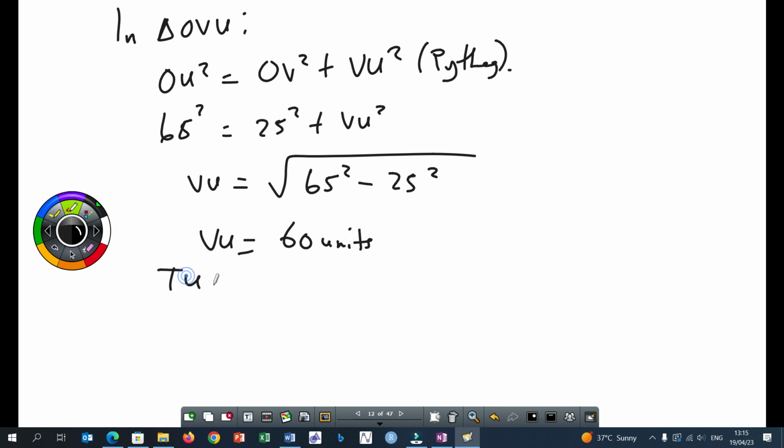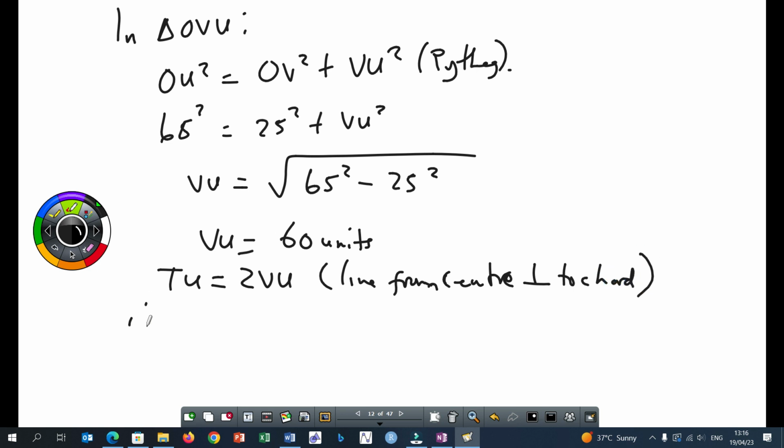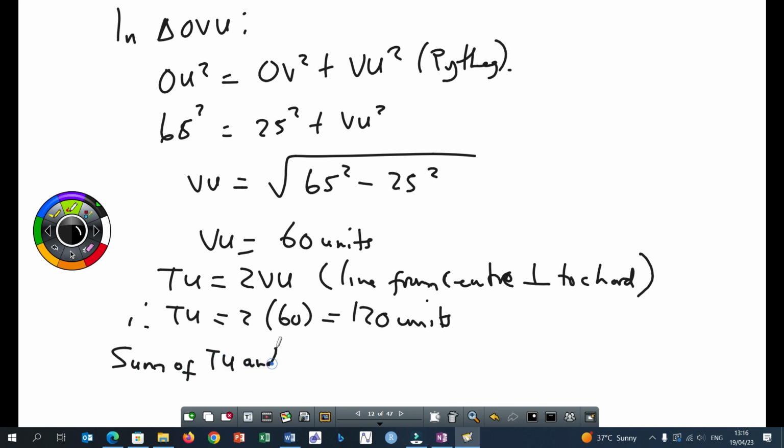Then TU is going to be 2 times VU, and this is because a line from the center perpendicular to a chord bisects it. Therefore, TU is going to be 2 times 60, which is 120 units. Then the sum of TU and RS is equal to 120 plus 126, and you get 246 units.